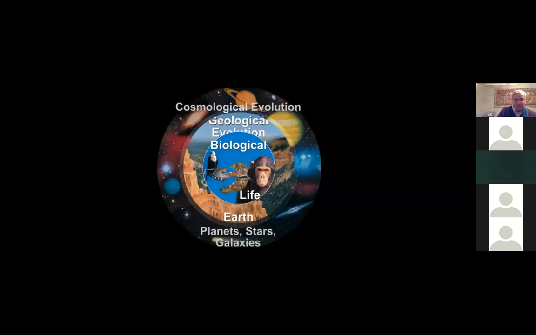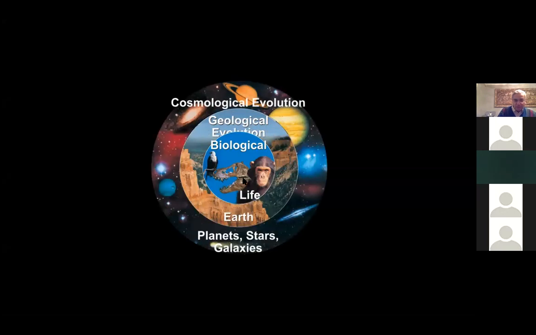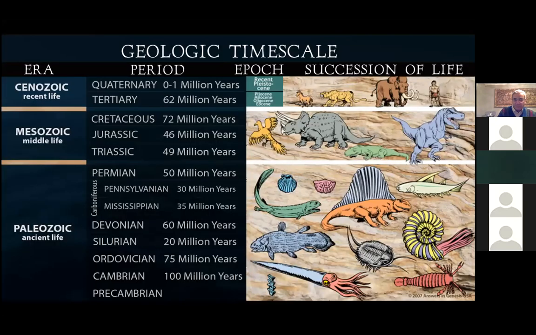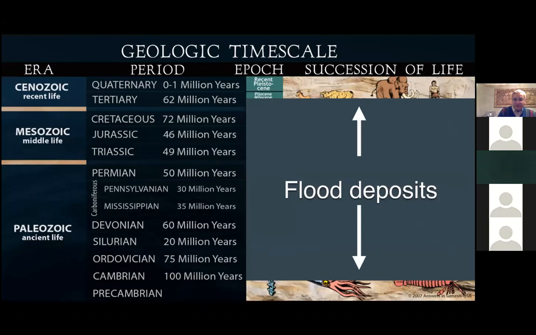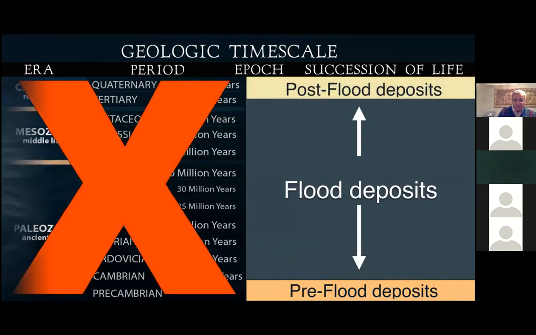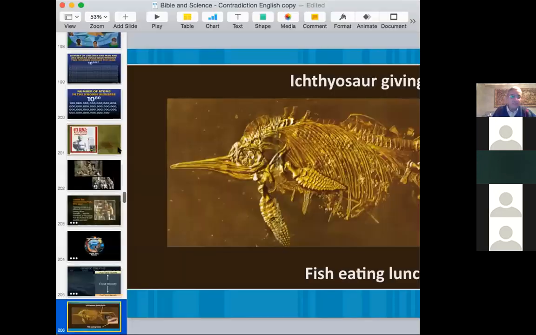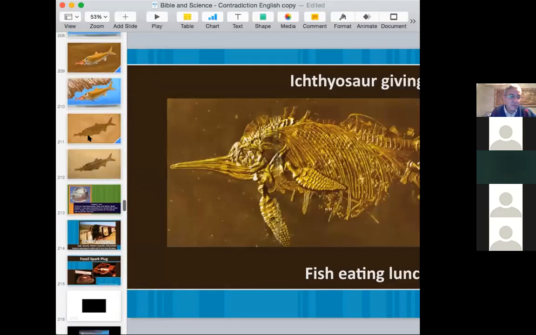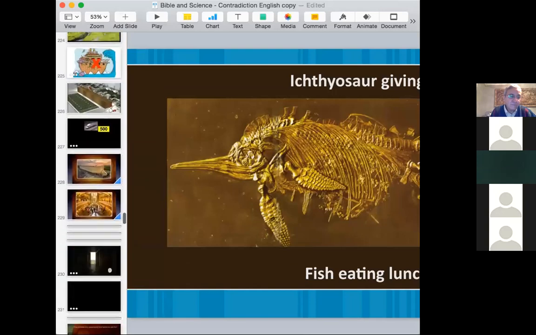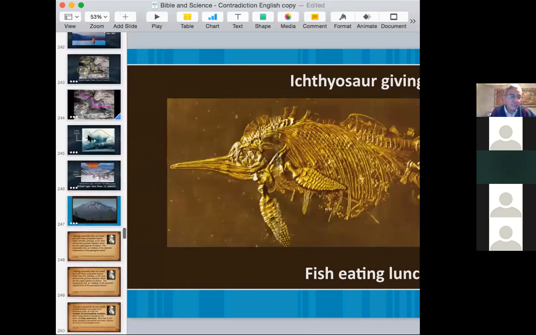As I said, evolution has three dimensions: biological, geological in the layers of the earth and the fossils, and cosmological, that's the Big Bang. And this is the flood geology. We believe that during the flood, most of the animals were fossilized. Let me just stop for a minute here and take you to the humans again.